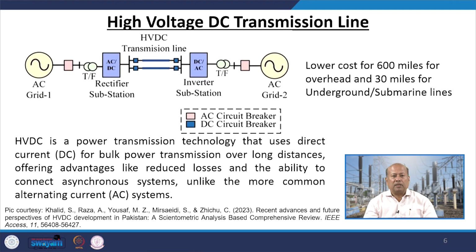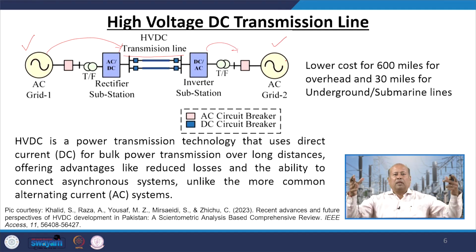Now, let us focus a little bit on the HVDC transmission line and its practical arrangement. As you could see, one corner is AC, that is my grid 1, and the other terminal is also AC at grid 2. But in between, we convert AC to DC, then transmit over 1000 miles, and then we convert from DC back to AC and supply to the grid.